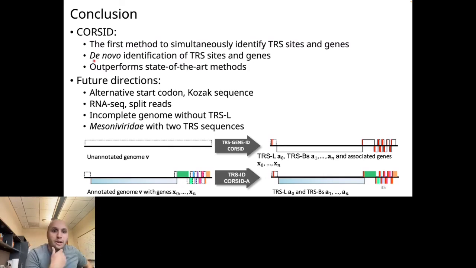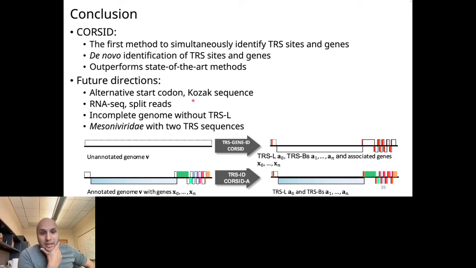And in terms of future directions, there's a couple of interesting things. We want to support alternative start codons. There are a couple of coronaviruses where genes don't necessarily start at ATG, but they start using a different start codon. So we want to take that into account. And we also want to look at Kozak sequences. These are motifs that the ribosome detects and uses to initiate translation.